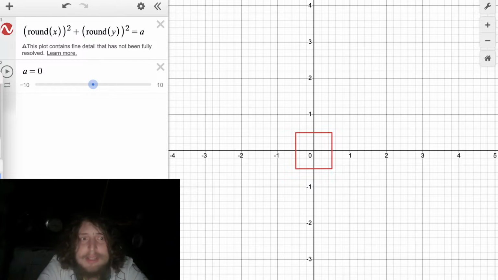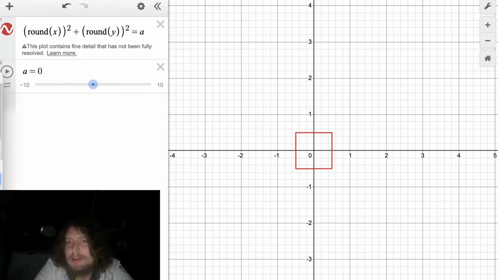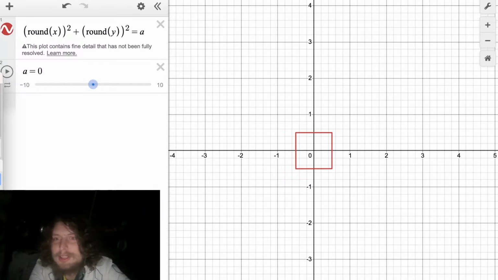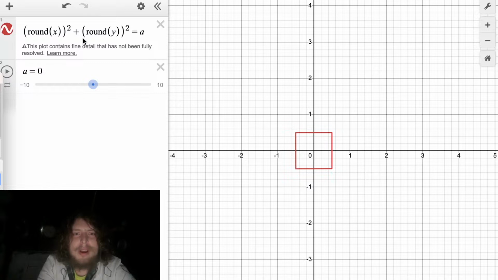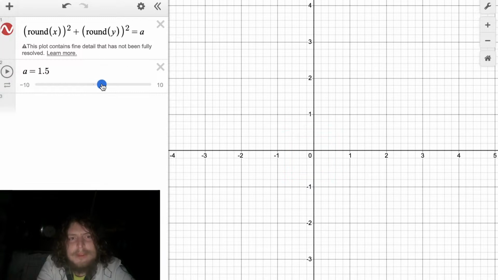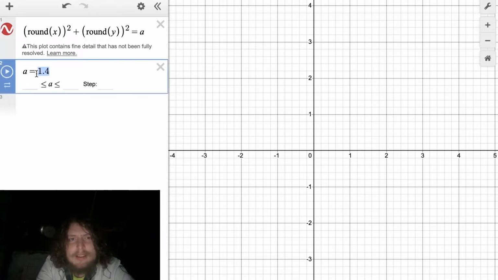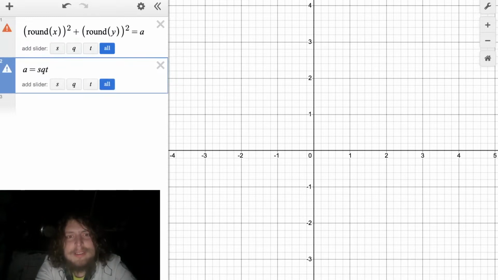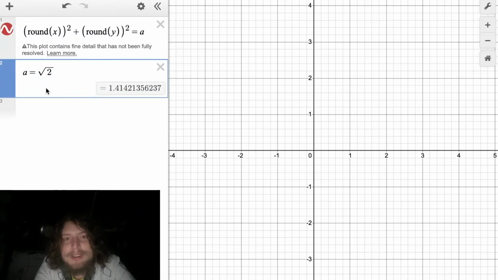Already pretty interesting because I haven't experimented with this. In fact, I'd never even considered really what it would look like to round part of a graph in that way. And so some commenter mentioned, what if we try the square root of 2? I'm not sure if I can set a to that unless I type it in. That might have been for a previous one of these.